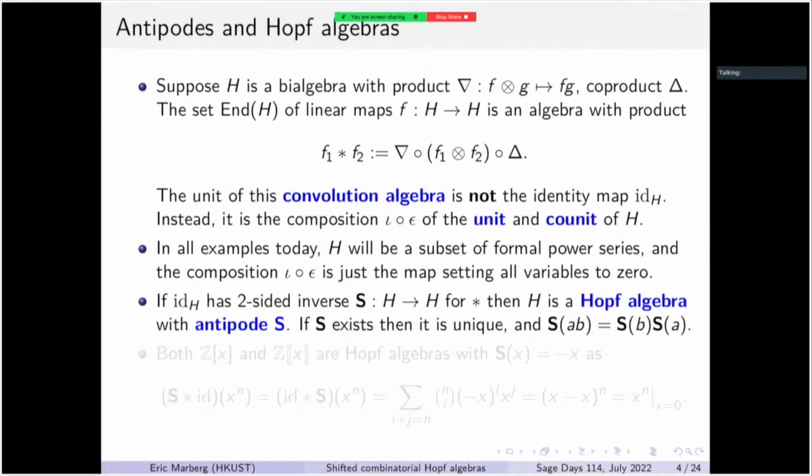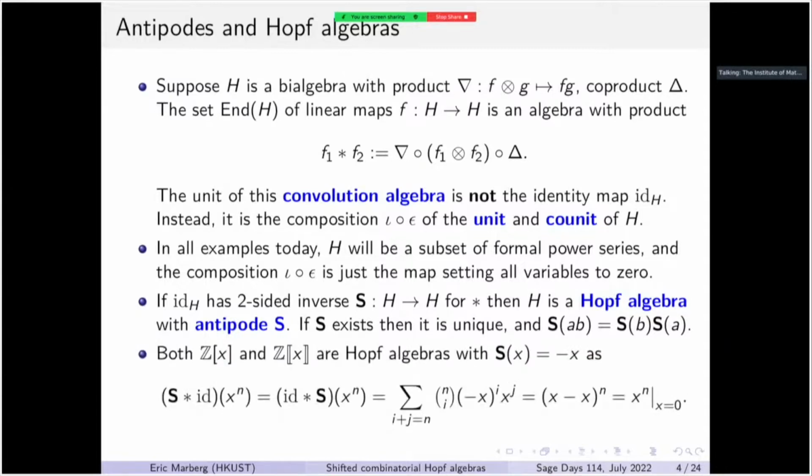So what is the antipode? You take this identity map on H, which belongs to the set of endomorphisms, and if it has a two-sided inverse S for this convolution product, meaning S times the identity map is given by this composition, then your bialgebra is a Hopf algebra. If S exists, it's unique, and it's an algebra anti-automorphism, which means if you have a commutative algebra, then it's going to be an algebra automorphism. Our two examples here, polynomials and formal power series, are Hopf algebras where S is the algebra morphism that just sends x to minus x. So that's a very pleasant exercise.